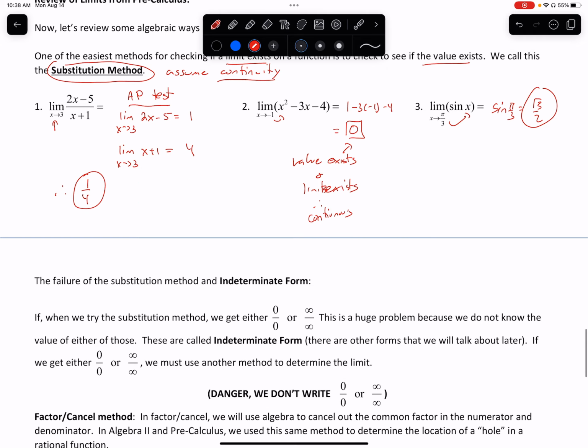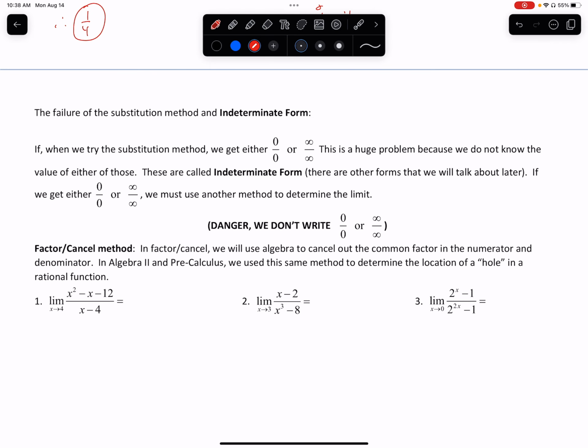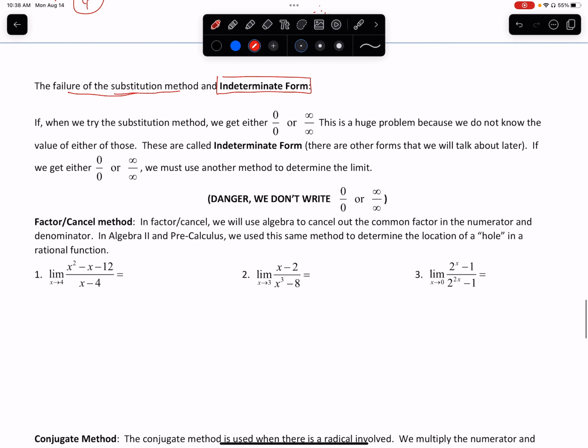But then sometimes we get something called the indeterminate form, which you might recall from my first video on this lesson. When substitution fails, we sometimes get what's called the indeterminate form. Now, if we try the substitution method and we get 0 over 0, now danger, we do not write this ever. The AP will not give you any points, and you can lose up to 3 points for that silly mistake. Now, I'm going to be honest with you, pretty much everybody writes it. But for the AP, you cannot, and there's a reason for it. We'll talk about that later on, okay?